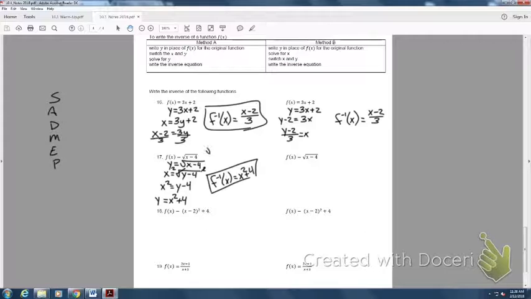Now, if this problem was this, the first thing I would do is add 4, because it's outside the radical. So, you know, I bring up the PEMDAS SADMEP thing because the order does matter. Alright, so let's go to 18.